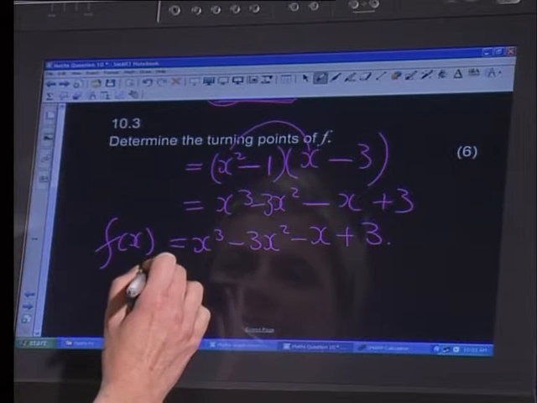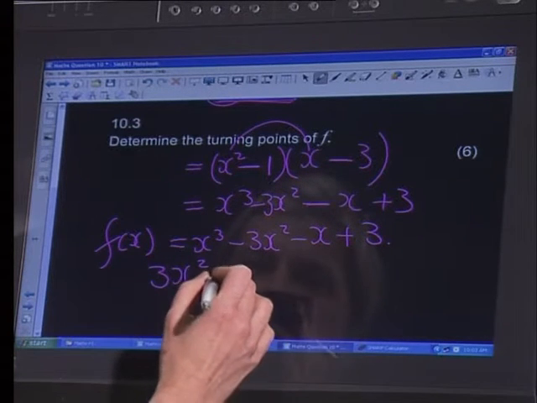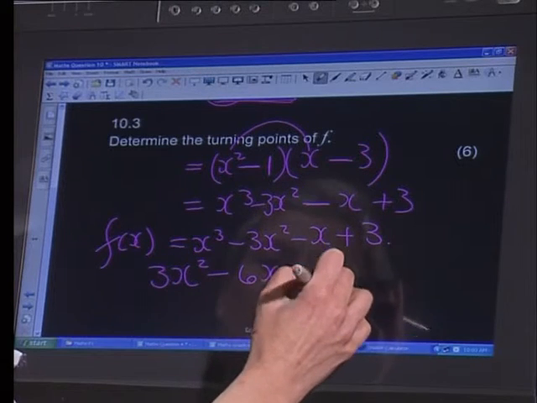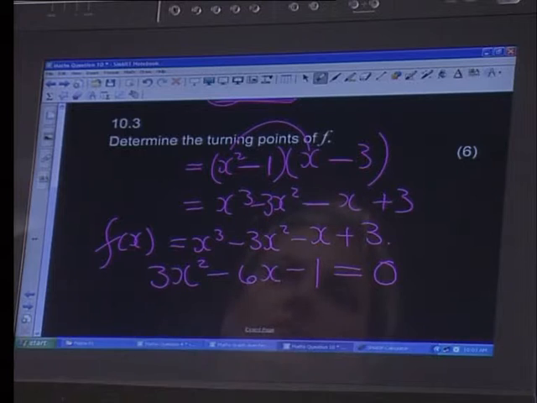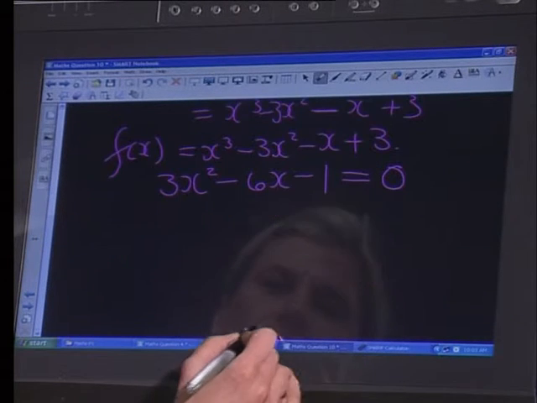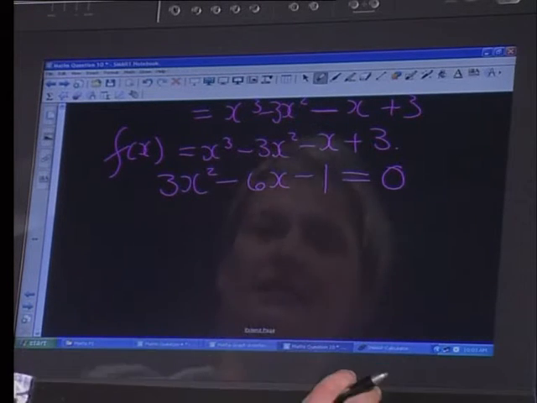The derivative will be 3x squared minus 6x minus 1. And I'm going to put that equal to 0 immediately. So you're happy with that? All right. Now, we've put it equal to 0. But this is slightly problematic. This is not going to factorize easily.